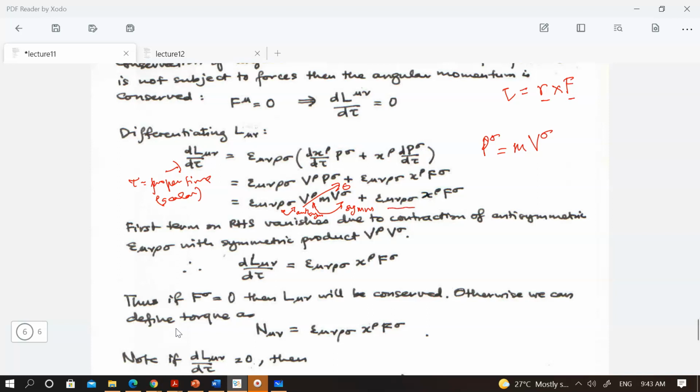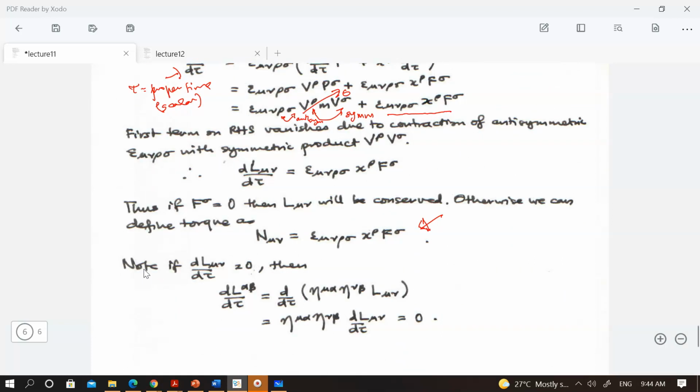So what's left is essentially this, and this has the right form for the analog of the idea of a torque. That is the one being defined over here. The torque in special relativity is given by epsilon mu nu rho sigma times x rho f sigma. The one below is nothing much. It just says that if your covariant version of the angular momentum is conserved, then that would tell us the contravariant version is also conserved. Okay, so that will be the end of this lecture 11.